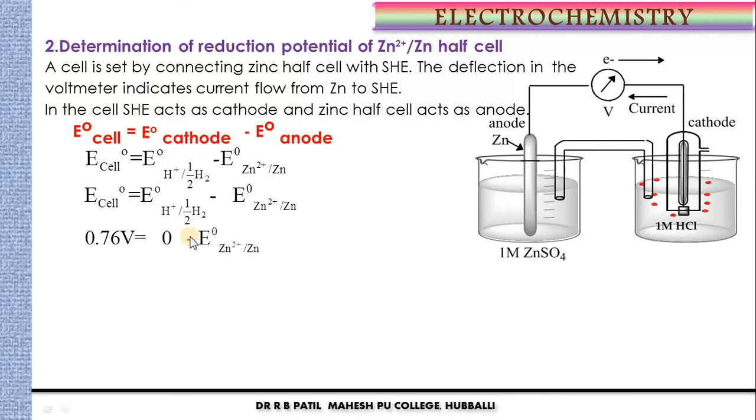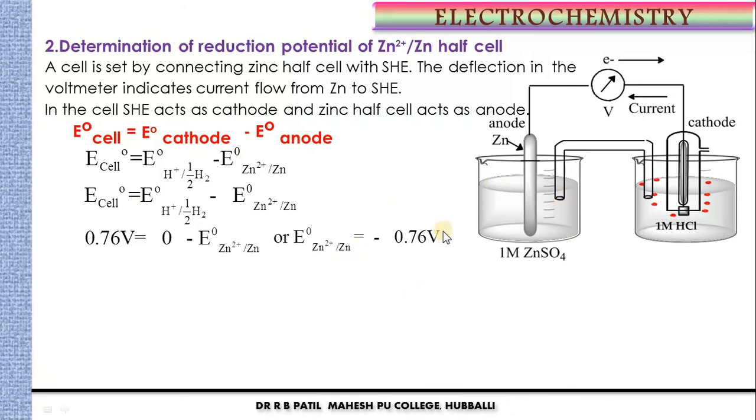Now let us write down the values. Standard hydrogen electrode value is 0. This value we get in voltmeter. So automatically the reduction electrode potential of zinc is equal to minus 0.76 volt. None of the values you need to remember, students. This is just for your reference.